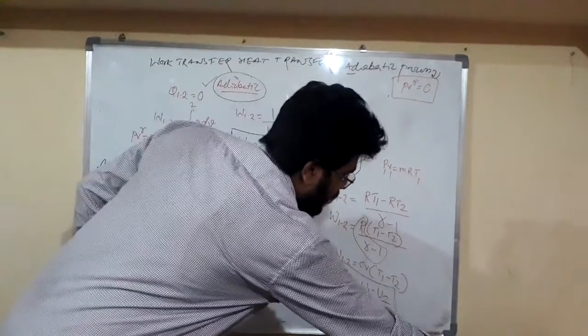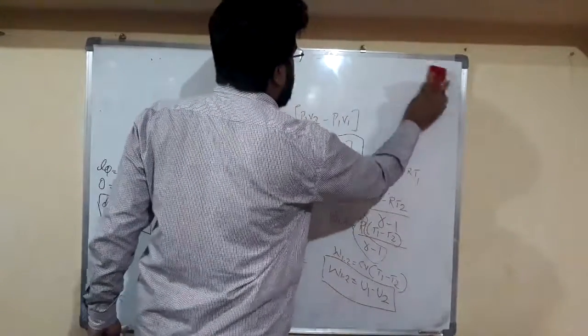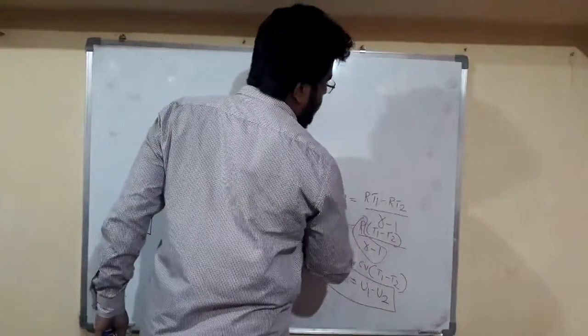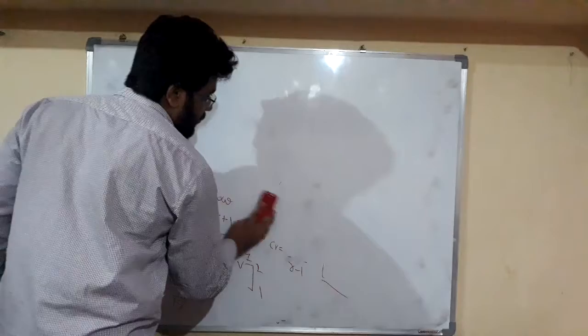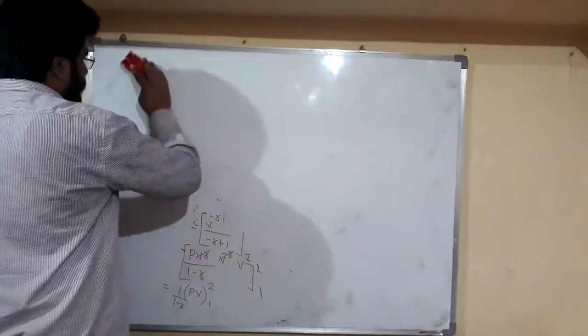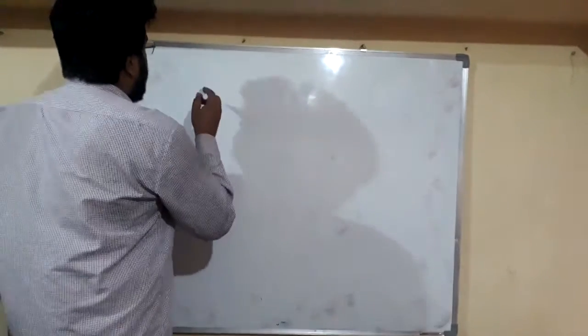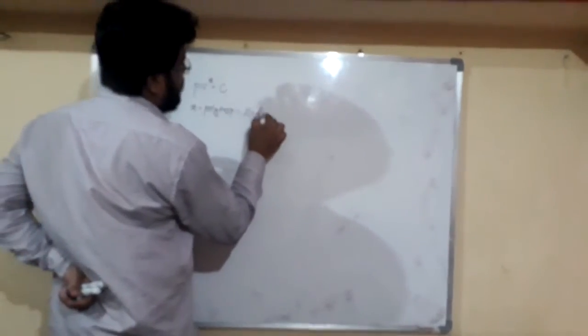Now friends, we will take one more process, which is the polytropic process. This polytropic process is our general process. And friends, the general equation for our polytropic process is PV^n is equal to constant. In adiabatic process, it is PV^gamma is equal to constant. And in our polytropic process, instead of gamma we use n, and n is our polytropic index.